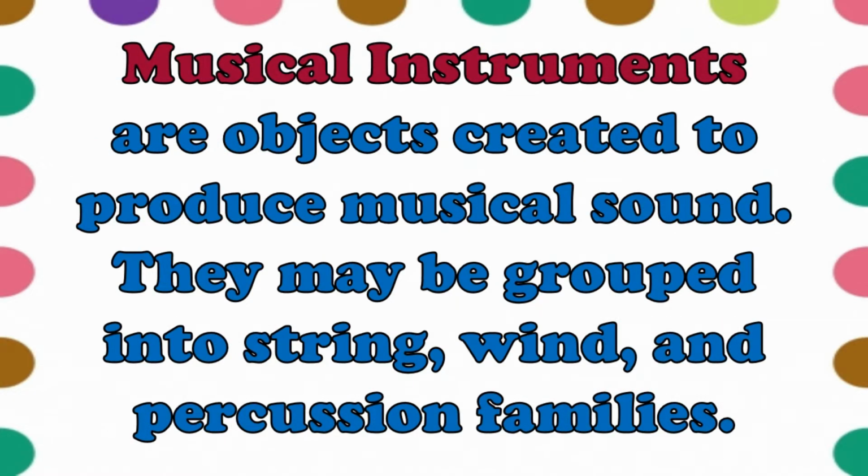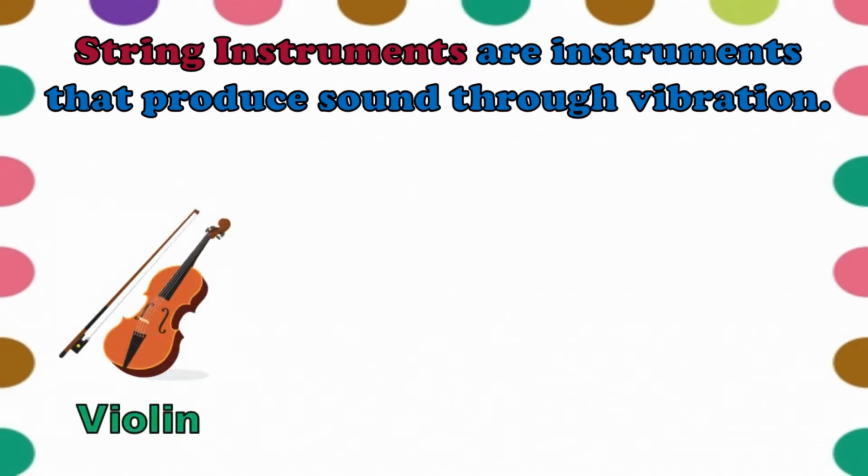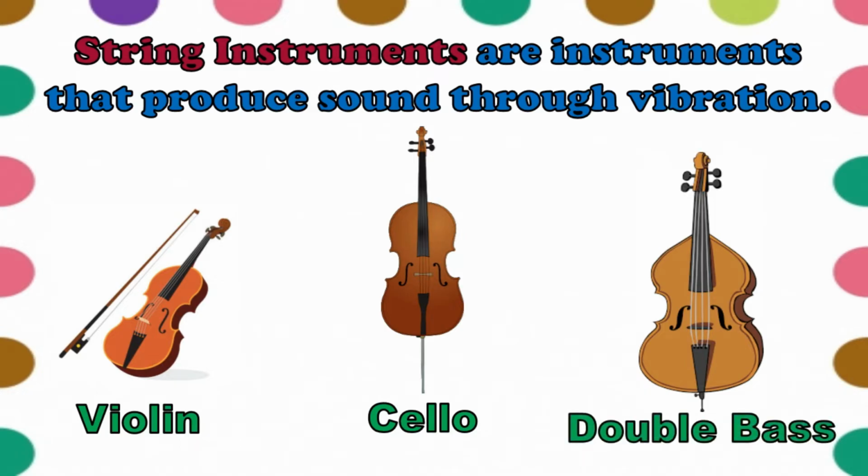Musical instruments are objects created to produce musical sound. They may be grouped into string, wind, and percussion families. What are the string instruments? String instruments are instruments that produce sounds through vibration. These instruments are violin, cello, double bass.